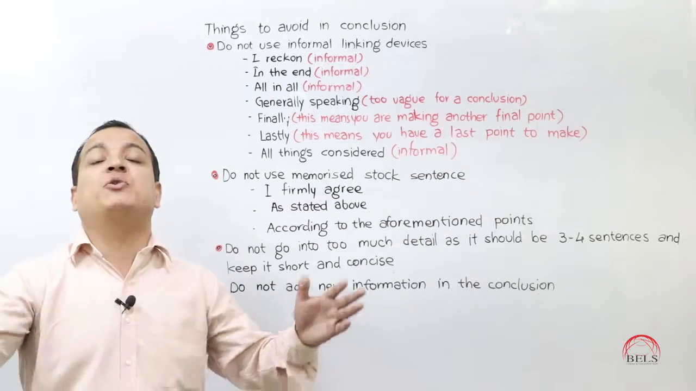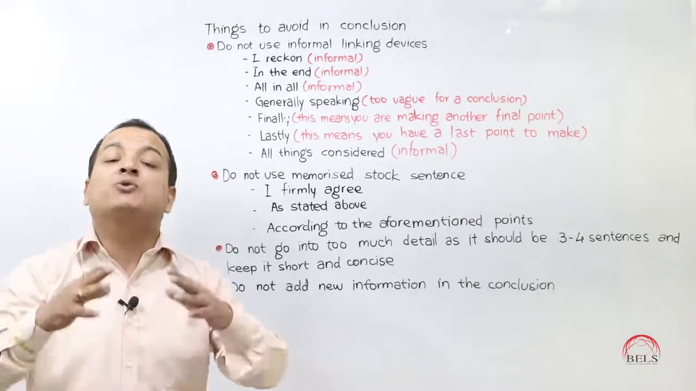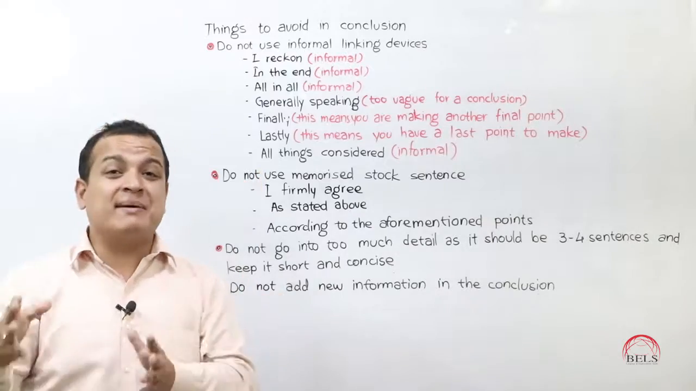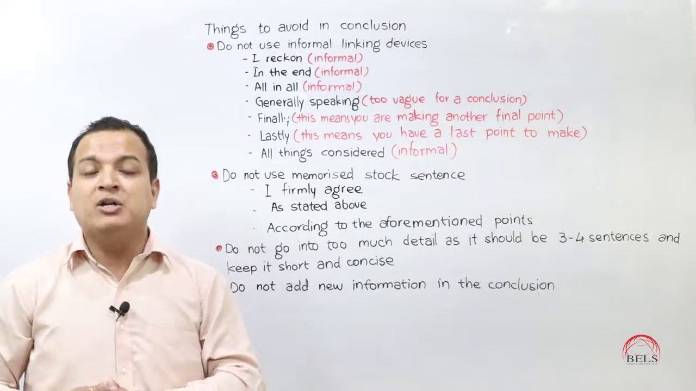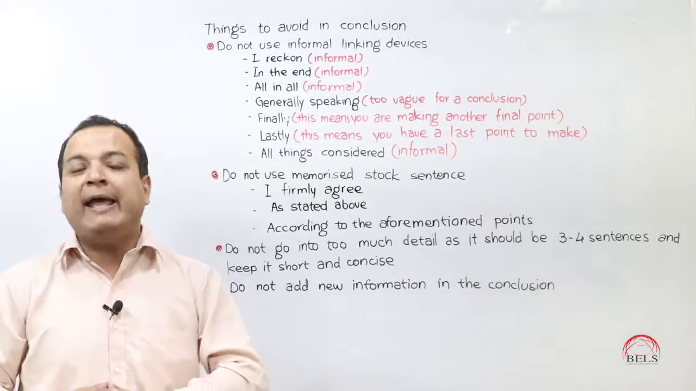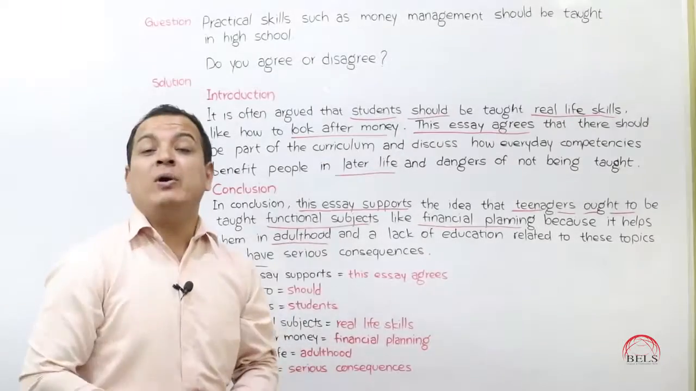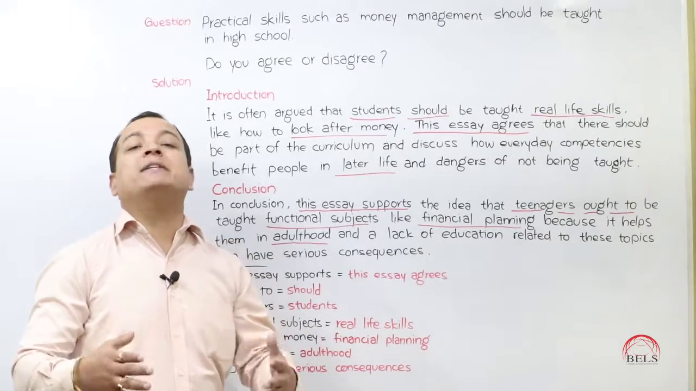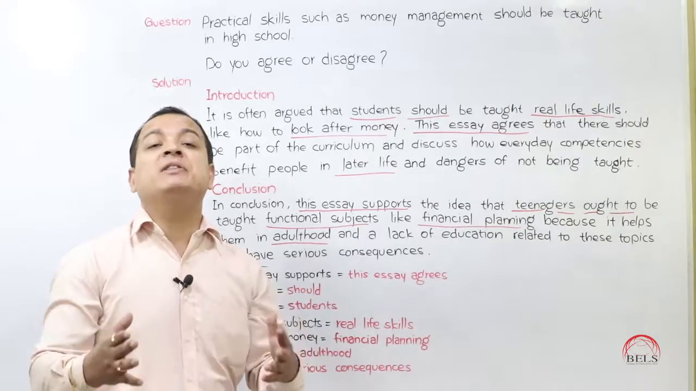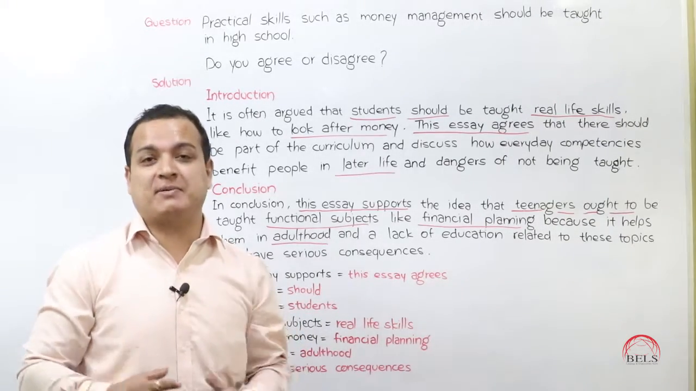Whatever things you have mentioned in the body paragraphs, try to simply give an overall summary of that in the conclusion part. So do not use your own information in that. Now let's discuss how to write an effective conclusion by using the formulas we have discussed before.